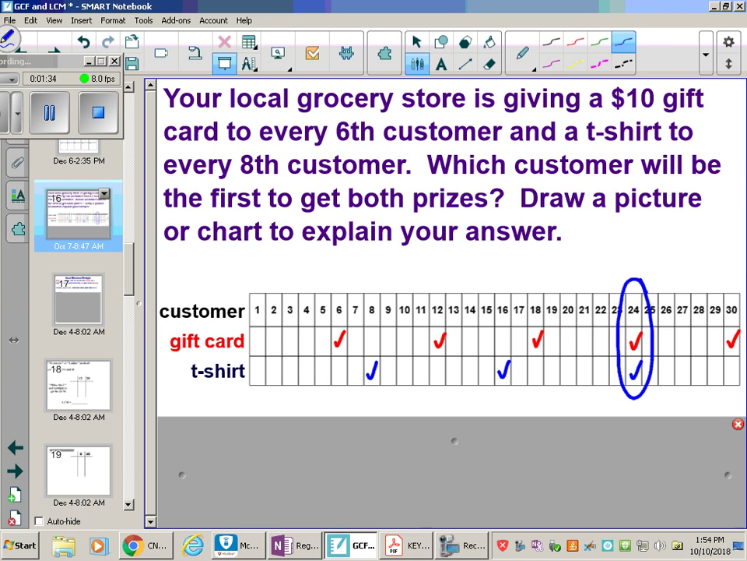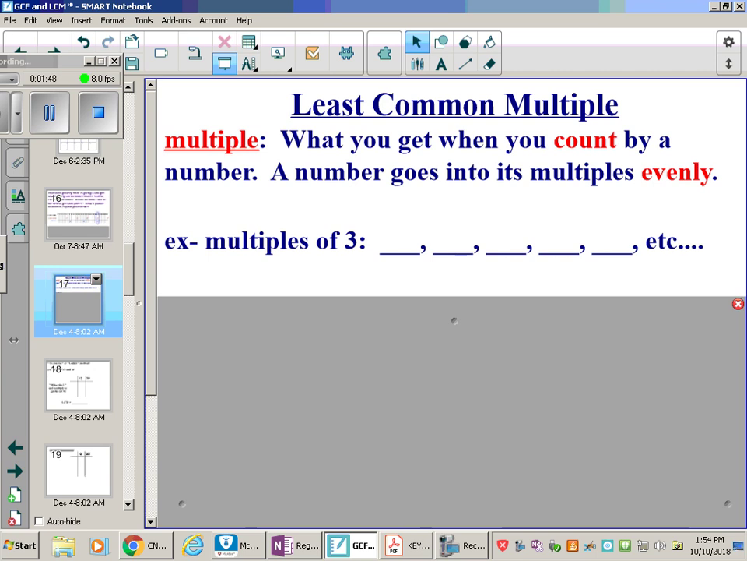Now, when you look at this, you hopefully realize that what you're doing is using what are called multiples of 6 and 8, and you're looking for where they have a common multiple. So first, let's make sure we know what multiples are. A multiple is what you get when you count by a number. In other words, a number is always going to go into its multiples evenly because you're counting by that number.